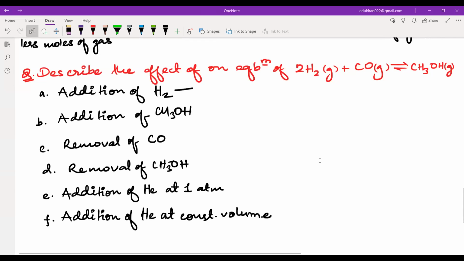Is that clear? Now you can do all the rest. So in this, sir, we just have to say if it's forward or backward. Yes, just describe the effect. It will go forward or back.